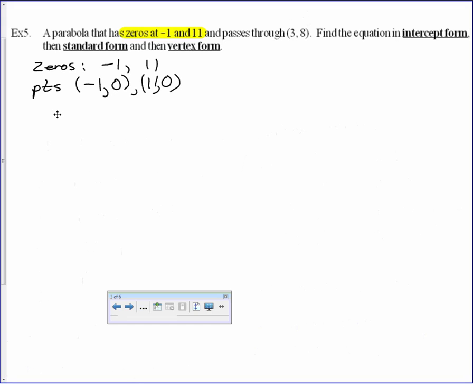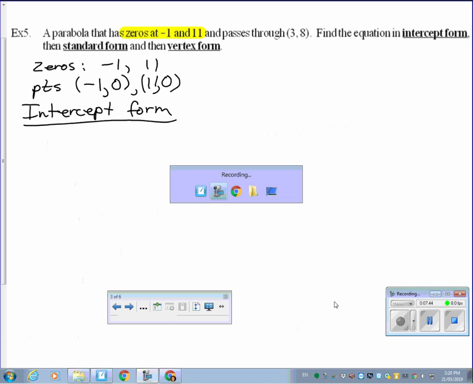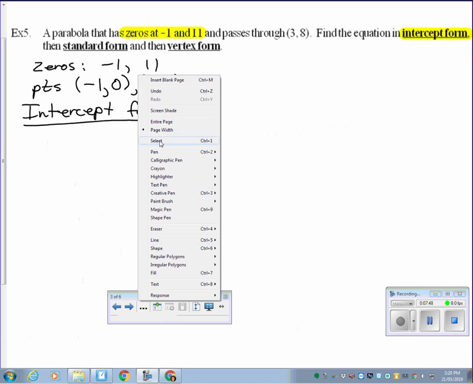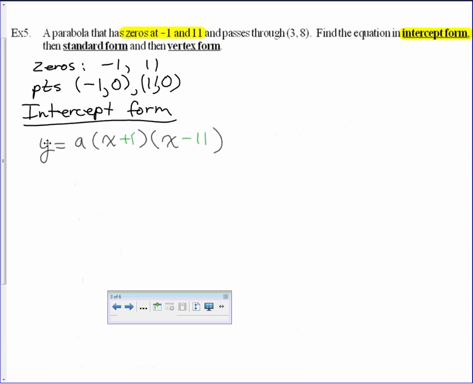So what you're going to do is write your equation in intercept form, okay? In intercept form, you're going to write it as this: y is equal to a(x + 1)(x - 11). And that's why we're using these zeros, right? And now that we've got those zeros plugged in here, we're going to use this (3, 8) to help us find this a. The x is going to be 3 in these two brackets, and the 8 is going to be the y, and then we will solve for a.